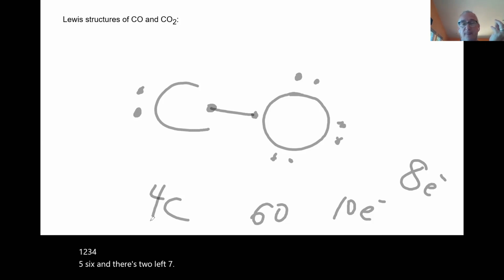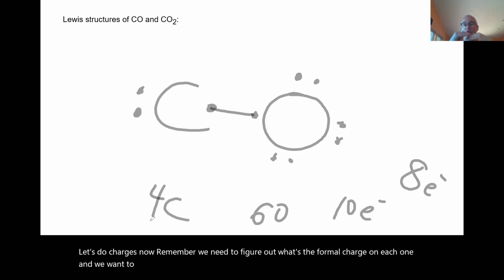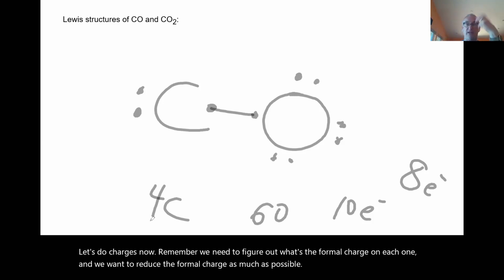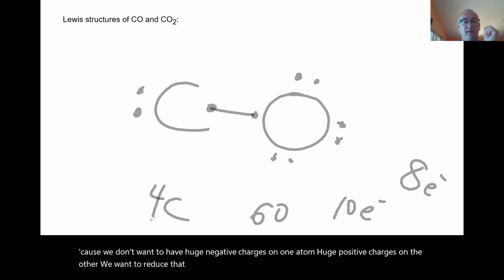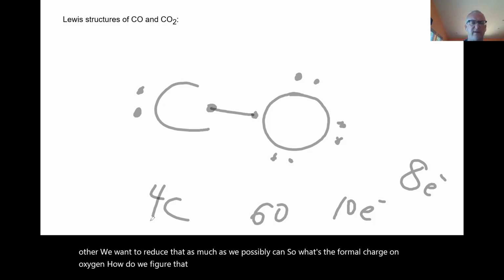Now, let's do charges. Remember, we need to figure out what's the formal charge on each one, and we want to reduce the formal charge as much as possible. Because we don't want to have huge negative charges on one atom and huge positive charges on the other. We want to reduce that as much as we possibly can. So what's the formal charge on oxygen? How do we figure out formal charge?